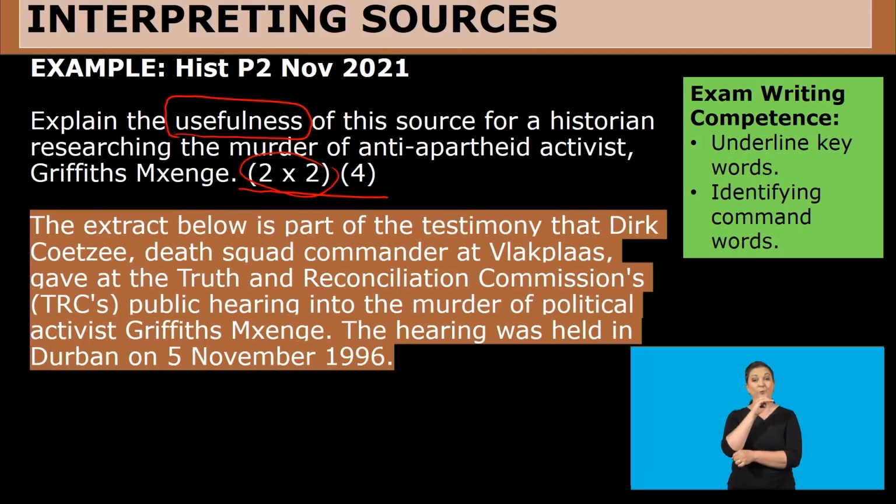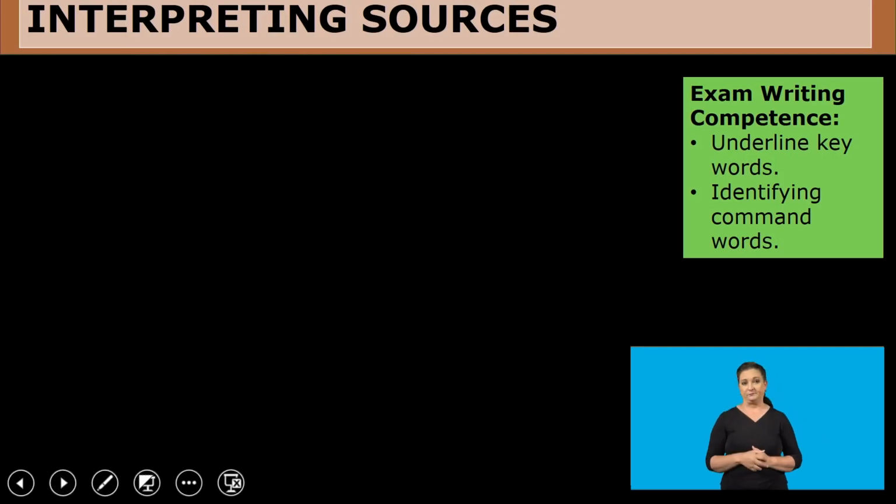Okay, now, if you look at the caption, it says the extract below is part of the testimony that Dirk Coetzee, the death squad commander at Vlakplaas, gave at the Truth and Reconciliation Commission's TRC's public hearing into the murder of political activist Griffiths Mxenge. The hearing was held in Durban on 5 November 1996. So that is the caption that gives you the context of what the source says.